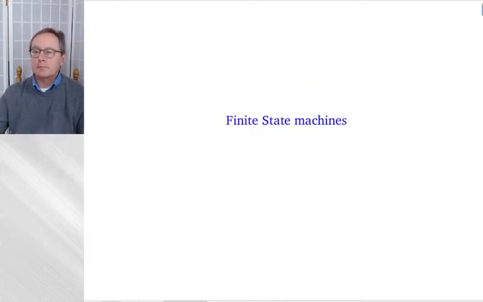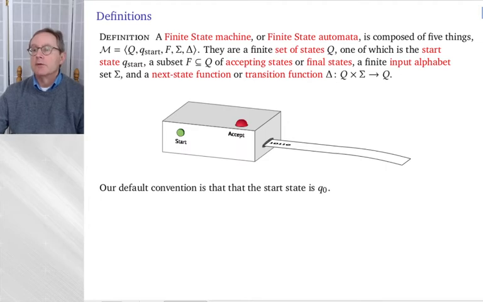All right. So, of course, a Turing machine CPU box without a tape, without a memory or scratch tape, is simply a box that has finitely many states. So we're going to call these finite state machines. A finite state machine, or finite state automata, I always call it a machine, but you see both words, is composed of five things. Some of these are familiar.